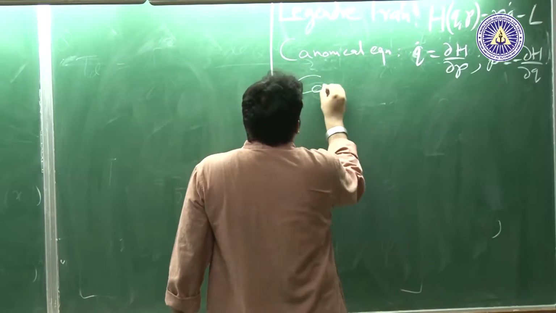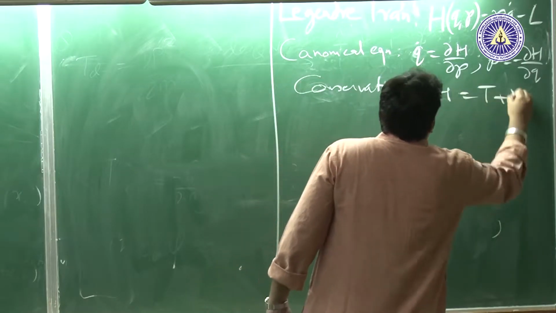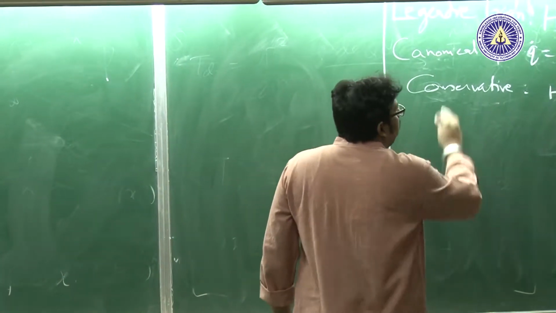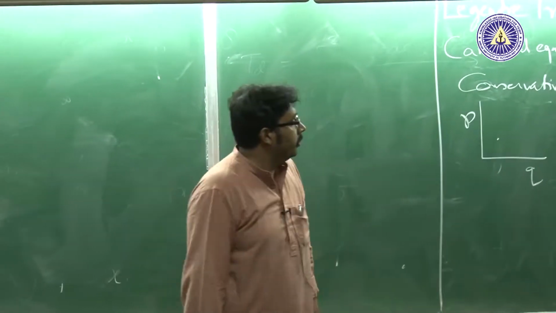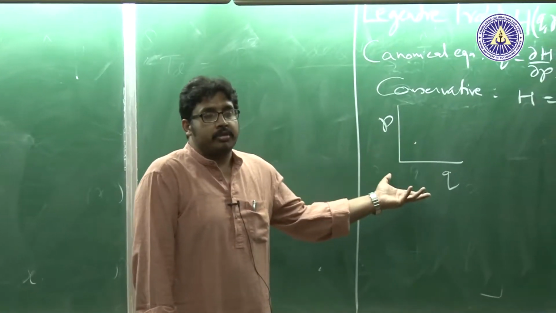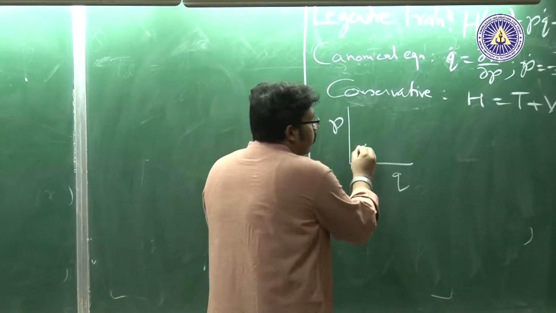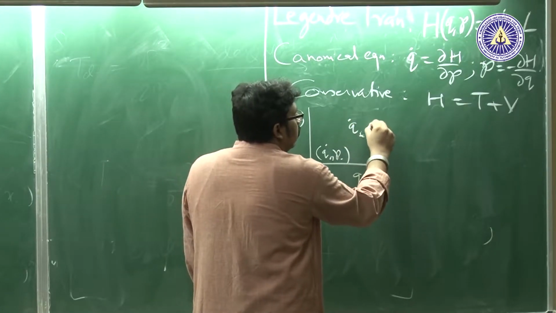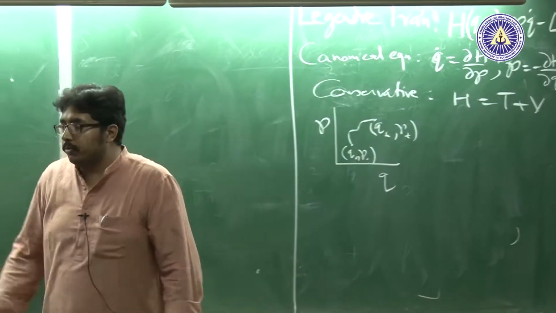This is nothing but equivalent to Newton's laws in specific cases. And for conservative systems, H is just T plus V, as simple as that. Then we said this geometrically means that any system's full state can be represented by a point in the phase space, and as time evolves, p and q of the system will evolve. That means from some q naught, p naught, you will go to some q t, p t, along some trajectory. These trajectories have to be unique.